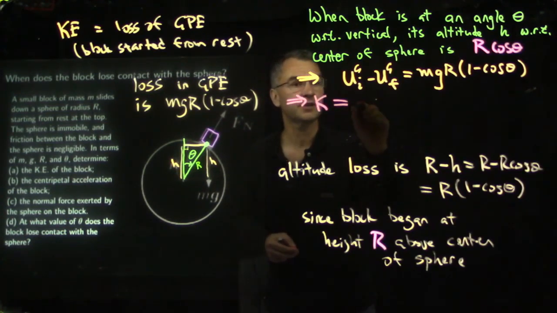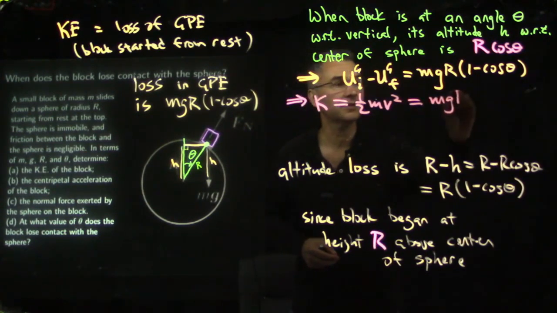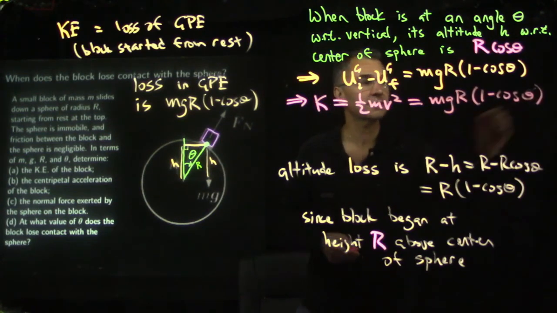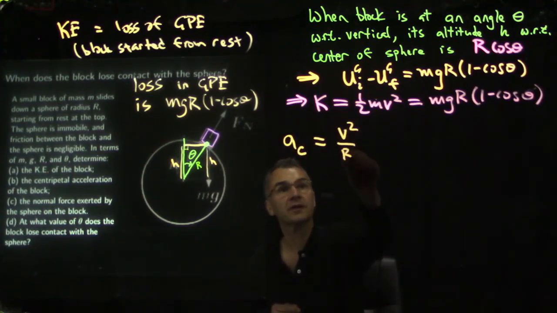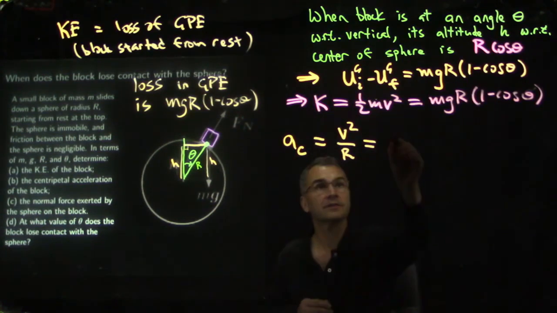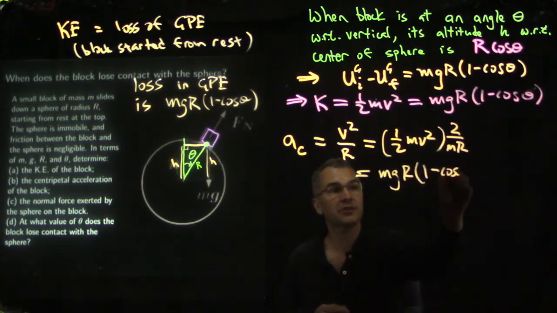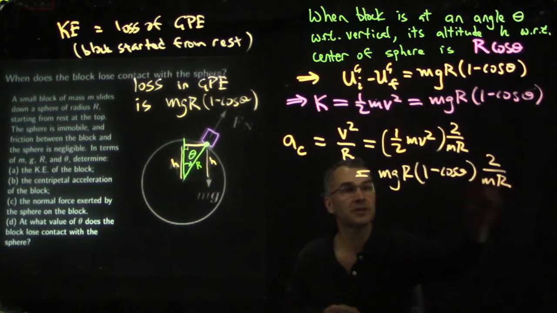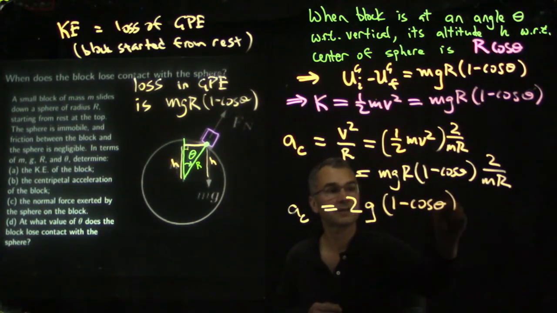So the kinetic energy, 1/2 mv squared, must equal mgr (1 minus cosine theta). Then the centripetal acceleration is v squared over r, which is just mv squared times 2 over mr. So this is 1/2 mv squared times 2 over mr. So that must be mgr (1 minus cosine theta) times 2 over mr. And that must be 2g (1 minus cosine theta).